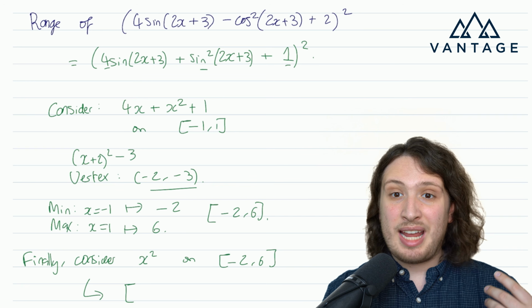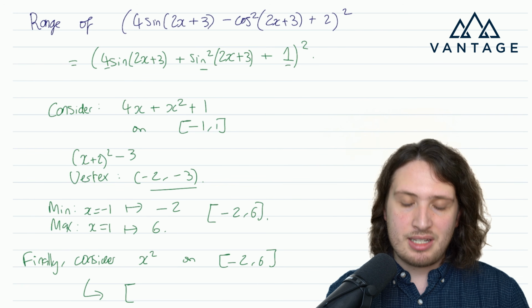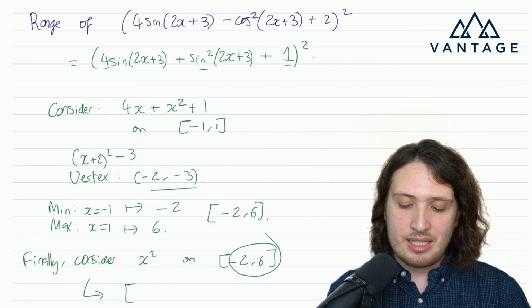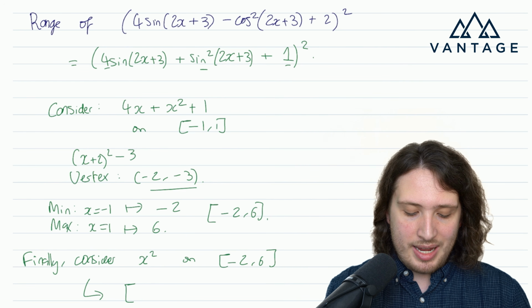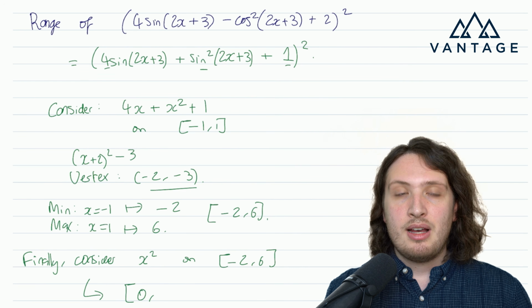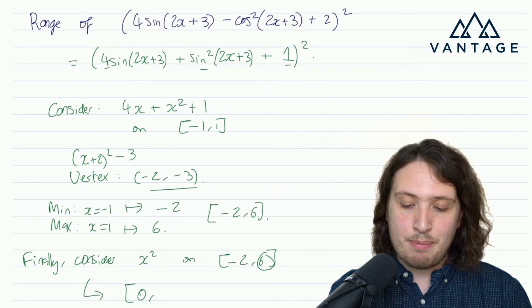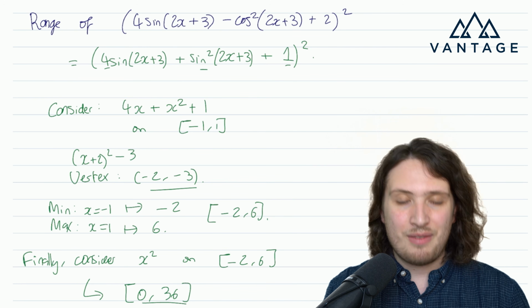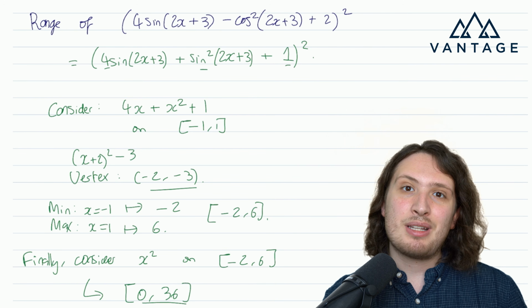I'm going to get the smallest output from x squared by squaring the number smallest in size. And the number smallest in size in this domain is, of course, 0. So I can output something as small as 0. And I'm going to get the biggest output by squaring the biggest thing on the range, which is, of course, 6. So my final range of the overall function is 0 to 36.